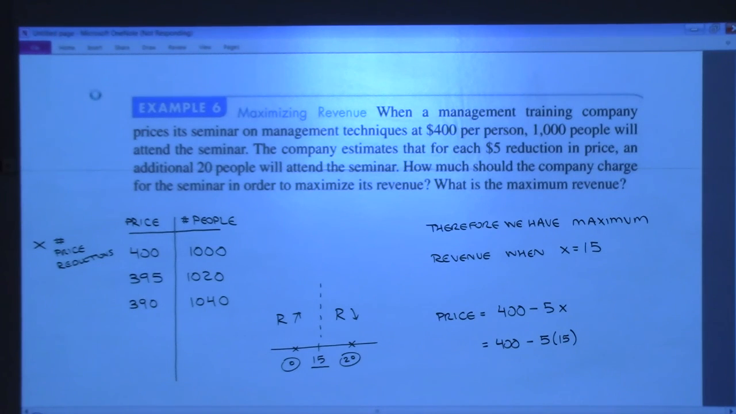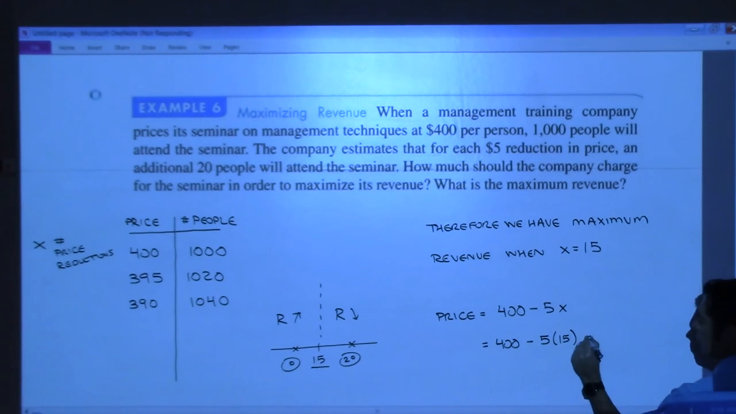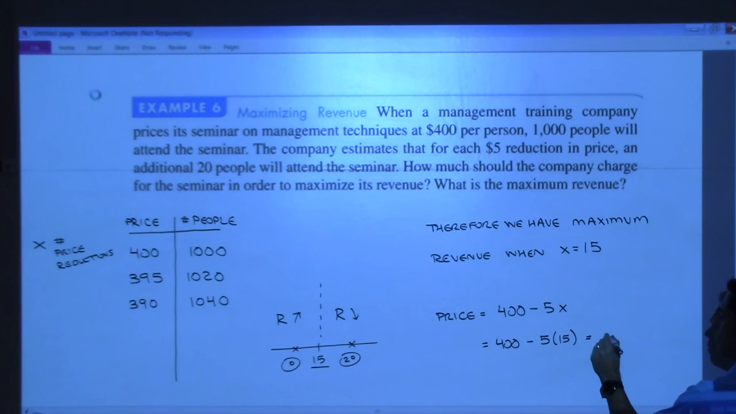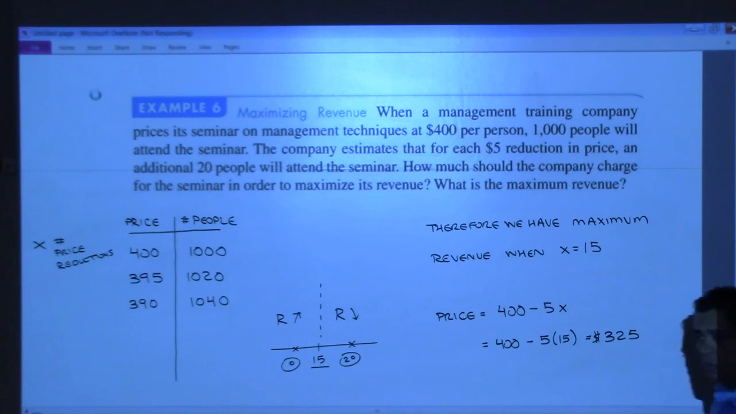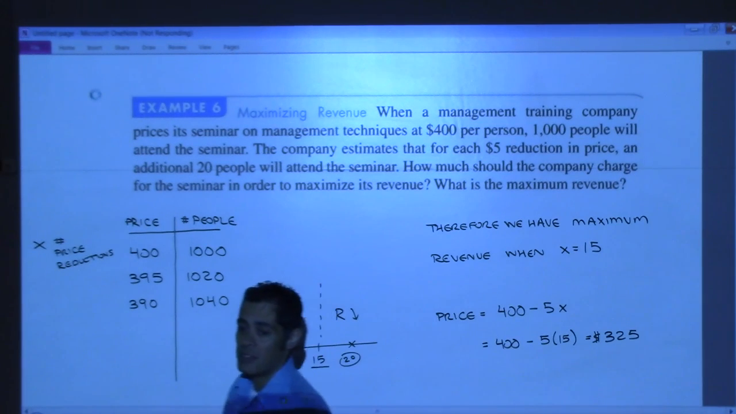5 times 15 is what, 75? So you get $325. We good? Okay, so we need to charge $325 to maximize our revenue.